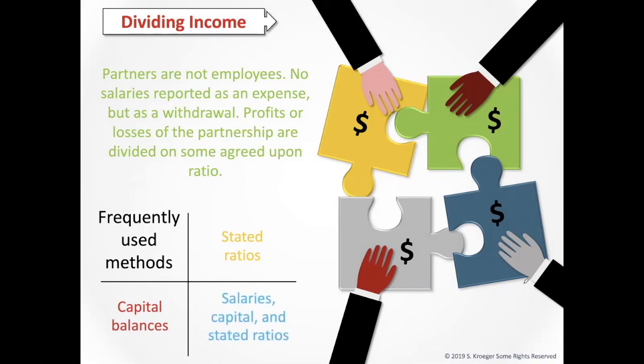Another way is a combination. Salaries would still be considered a withdrawal, but we'll call it a salary to each of the partners. Then it could also be based on maybe a certain percentage of their capital as interest. A lot of companies do this to incentivize the owners for leaving money in the business. They'll give interest based on their capital. I might not withdraw money, I might leave some of it in the business so that it does earn interest. And then whatever's left over, we can split on a specific ratio.